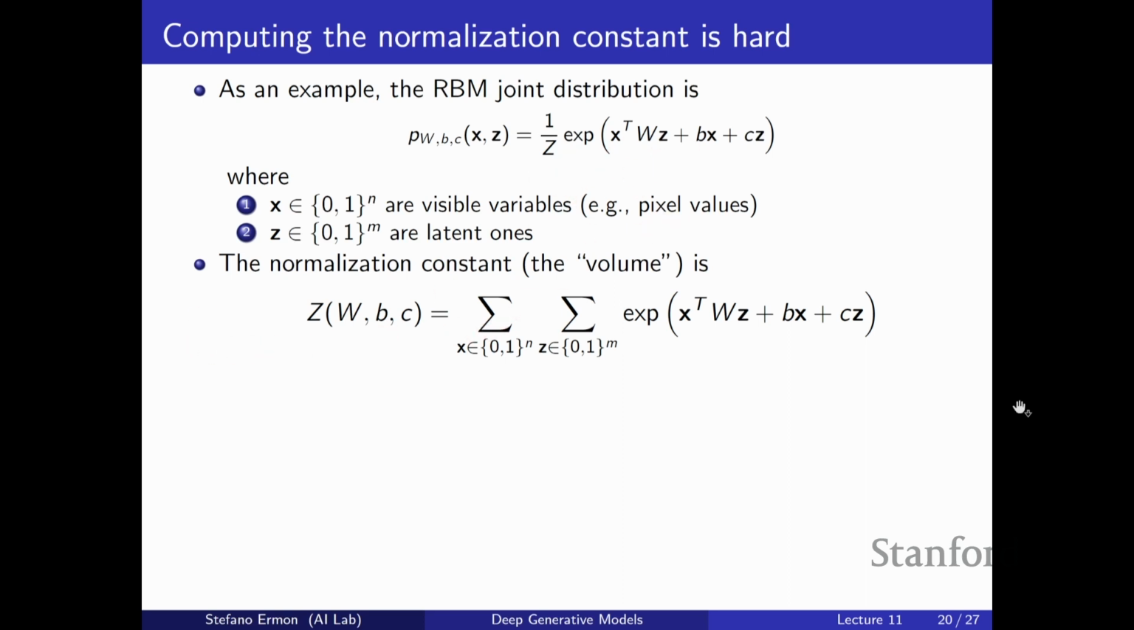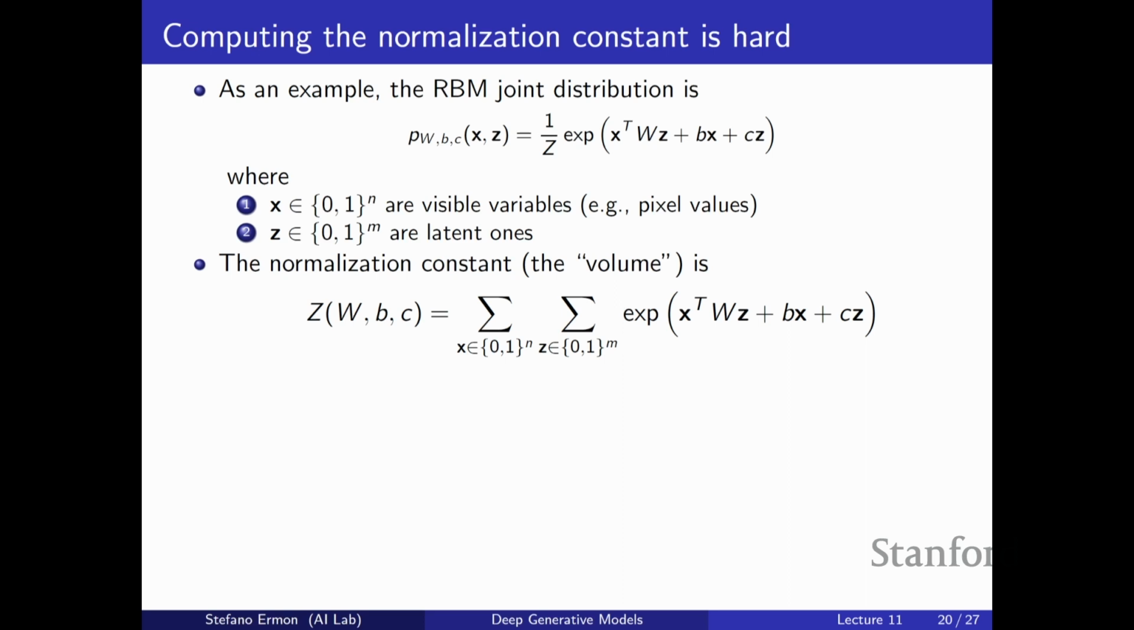But computing a normalization constant requires you to go through every possible configuration, every possible assignment to the X variable, every possible assignment to the Z variables, and sum up all these unnormalized probabilities. And the problem is that there is basically 2 to the n terms in this sum, 2 to the m terms in this sum. And so you can see that even for small values n and m, computing that normalization constant is super expensive.